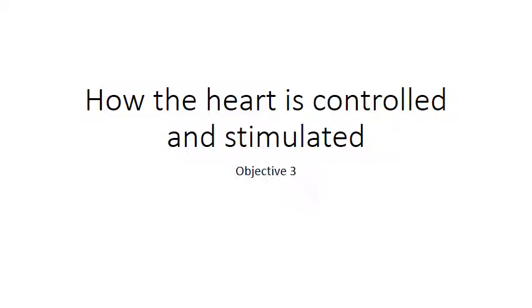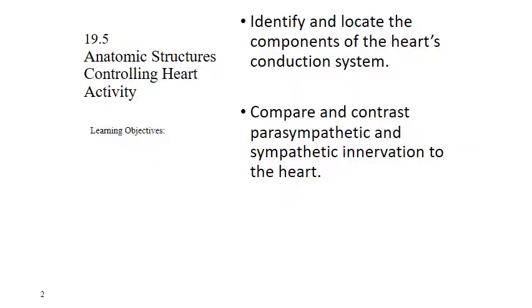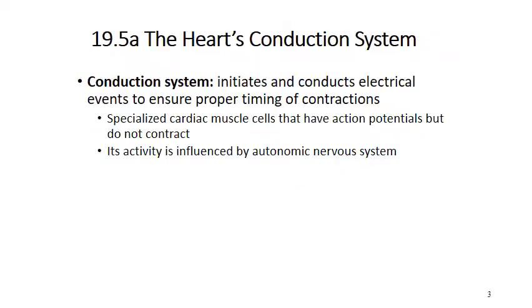All right, how the heart is controlled and stimulated. So we want to focus on identifying and locating the components of the heart's conduction system and compare and contrast the parasympathetic and sympathetic innervation to the heart. So the heart's conduction system is going to initiate and conduct electrical events to ensure proper timing of contractions.